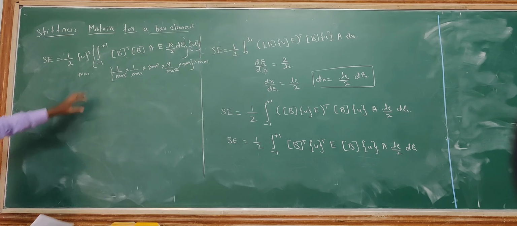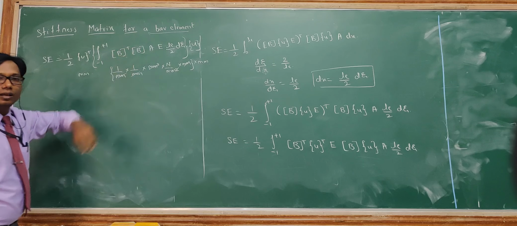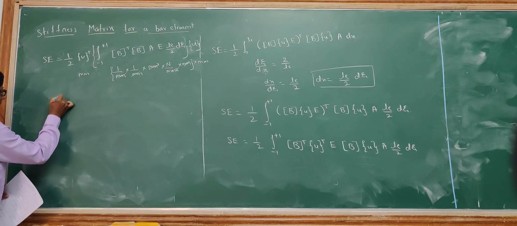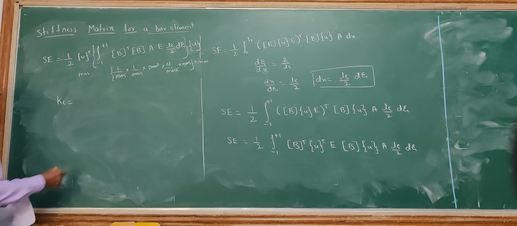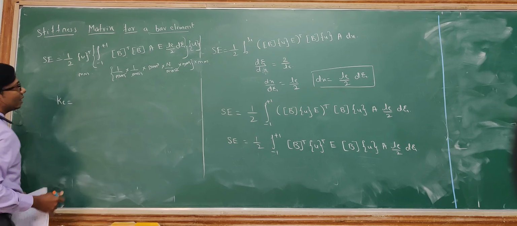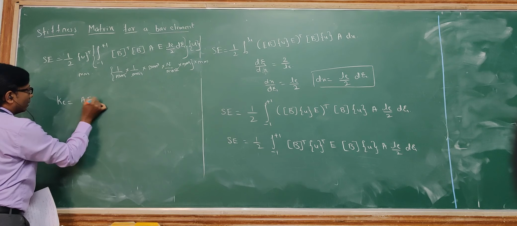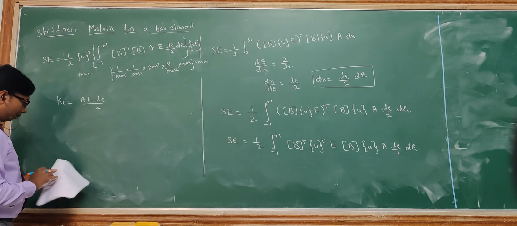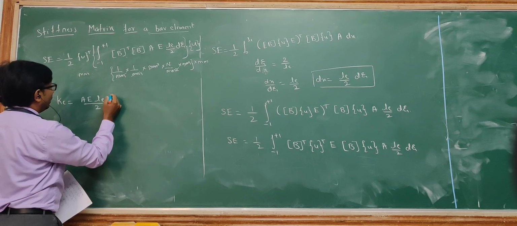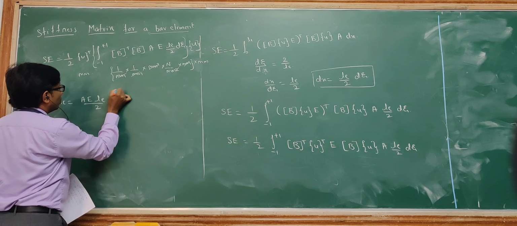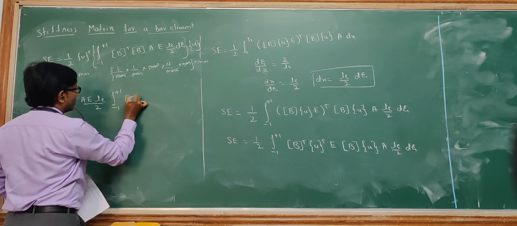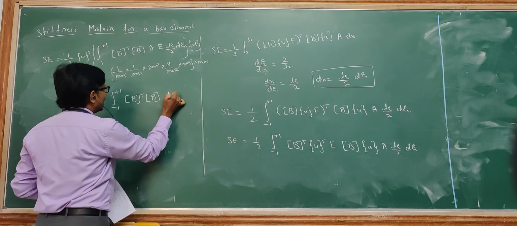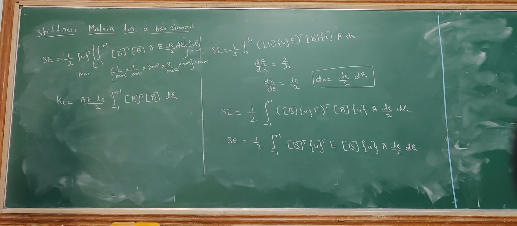This means that whatever term is in the bracket is the stiffness matrix equation. So I will take that out and represent the stiffness matrix as KE. Whatever is outside is AE LE by 2, times the integration from -1 to +1 of B transpose into B into d zeta.